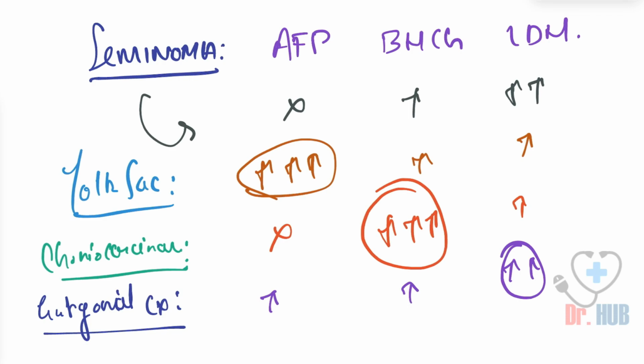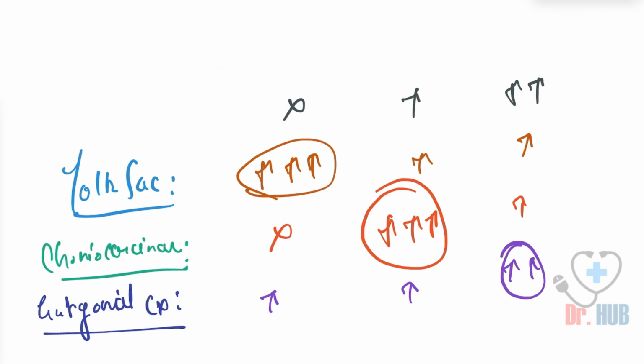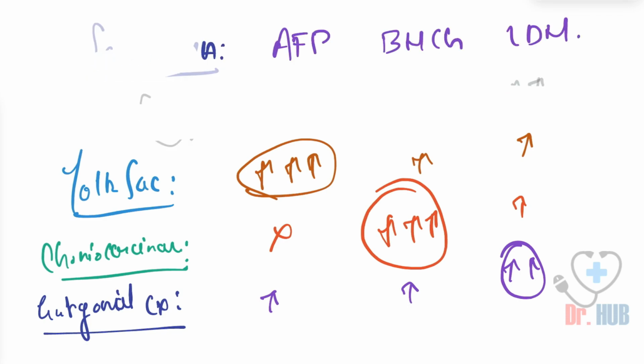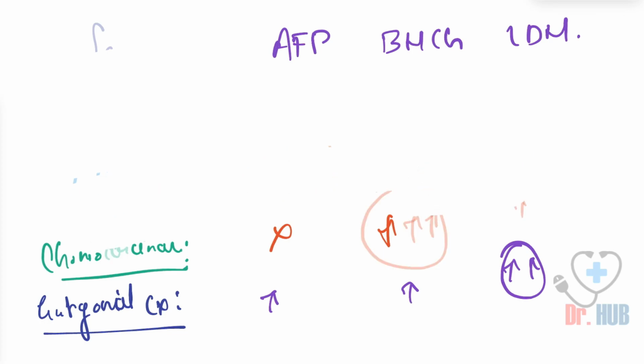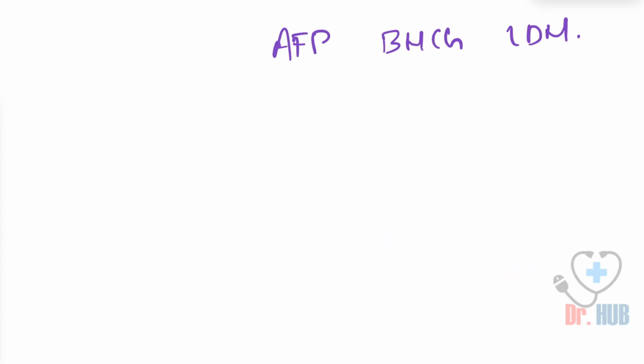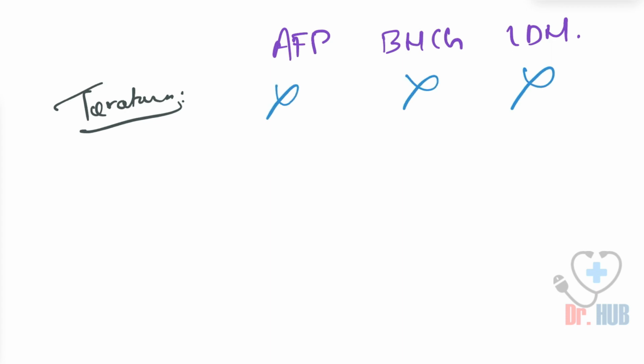So next we move on to the teratoma. So what about teratoma? In case of teratoma, it is completely negative. AFP is not there, beta HCG is not there, and the LDH is absent.